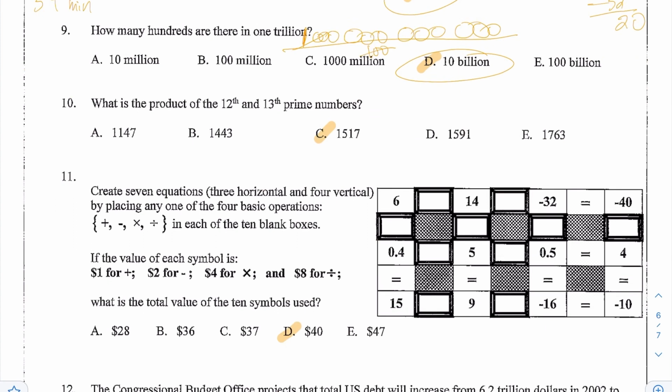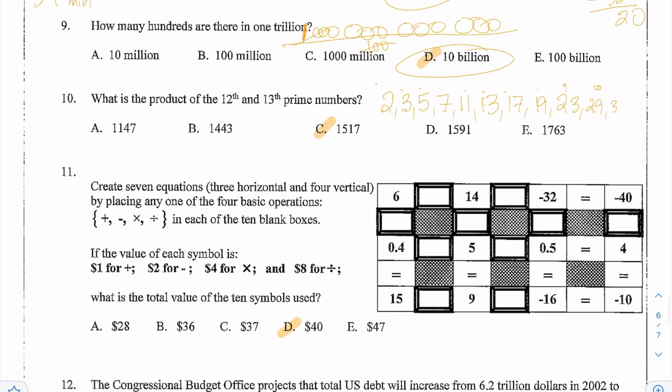All right, next for number 10, what's the product of the 12th and 13th prime numbers? So just write them out. Remember, 1 isn't prime. So I'm starting with 2. Then 3, 5, 7, 9 isn't, so skip that. 11, and 13, and 15 isn't. 17, and then 19. So there's 1, 2, 3, 4, 5, 6, 7, 8. All right, you have 23, 9, and then the 10th prime number would be 29.